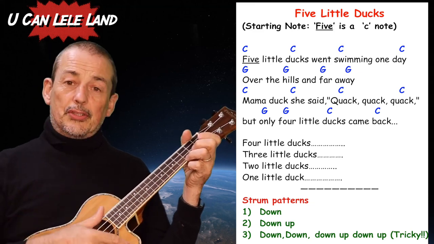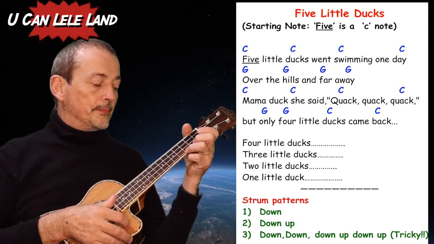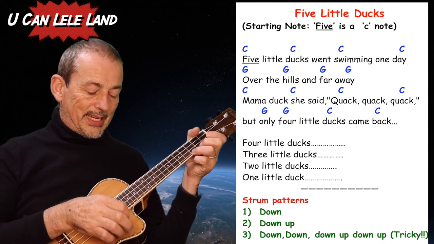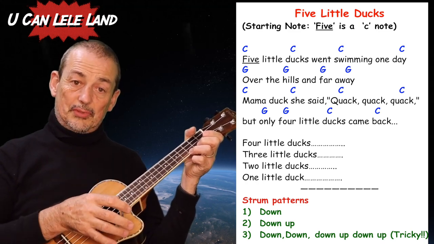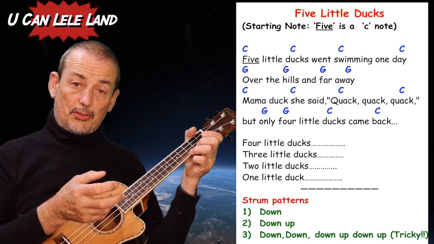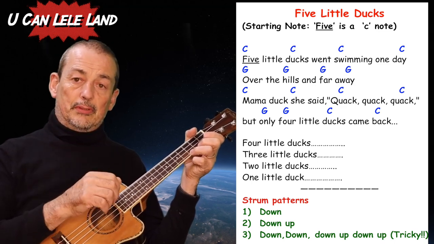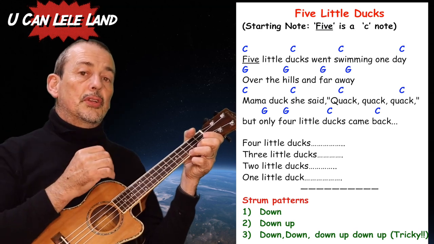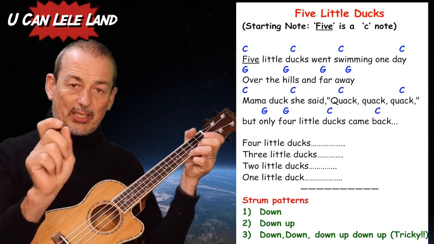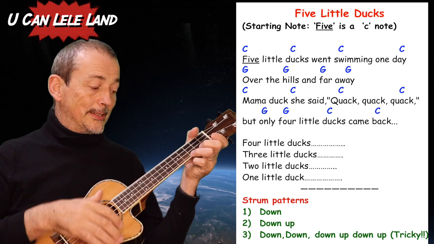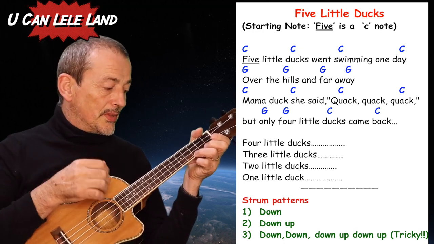And what we're looking to do is, to play that, we're going to give a down, down to the first C chord. And we're going to give a down, up to the second one. In other words, it's a split kind of pattern across the line. It's easier to show you.